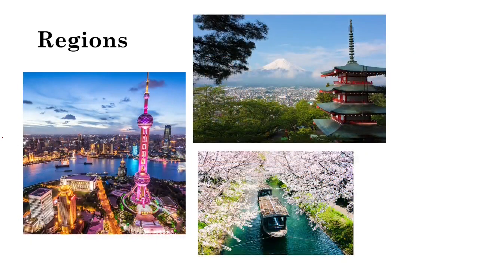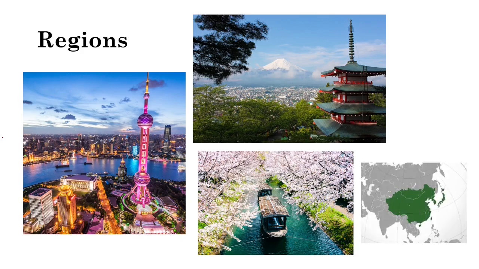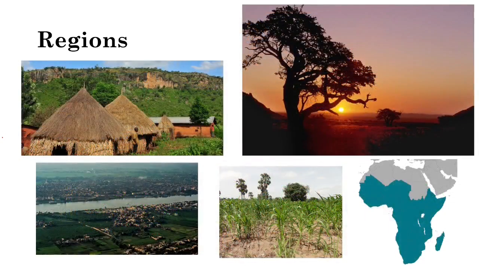All right, here's another one. You can probably tell, okay, this is in Asia. What region of Asia is this? This is East Asia, which has Japan, China, the Korean Peninsula, Mongolia, as well as some other areas of Asia as well.